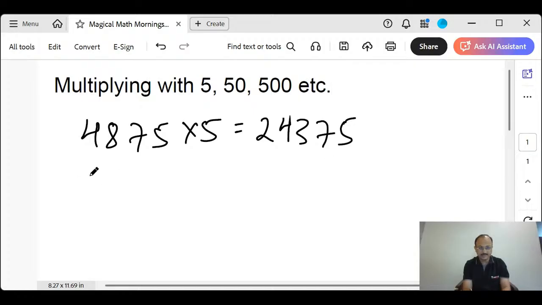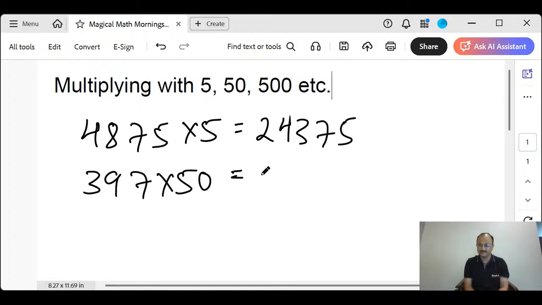Let's take this: 397 into 50. Try this. Don't worry about this 0. Just you do only 397 into 5. Finally, you add these many zeros, whatever required here.